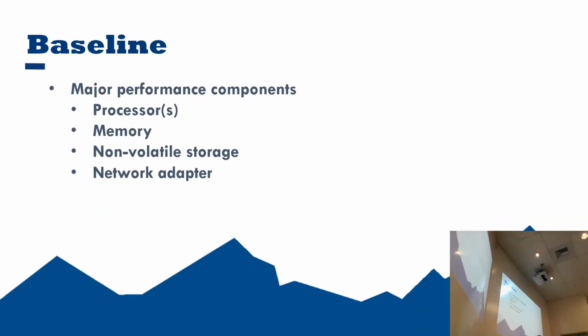All right. So baseline, what performance do you expect? 4 major performance components. Obviously you got processors. This includes both CPUs, could include things like APUs, GPUs, whatever processors you have. Memory, not just memory size, but also what? Speed, exactly.